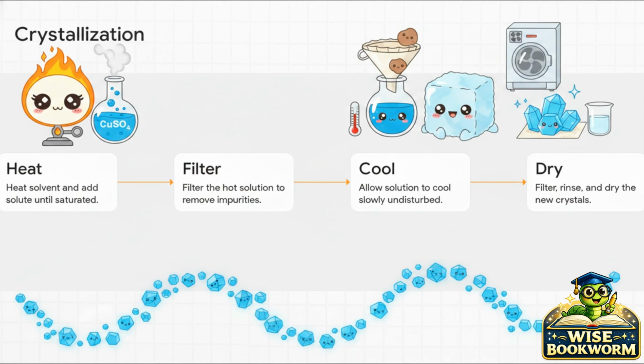Step 3 is where the real magic happens. You allow the solution to cool slowly and completely undisturbed. Remember how we just said solids are less soluble when it's cold? Well, as that liquid cools down, it literally can't hold all that copper sulfate anymore. So the pure solid is forced out of the solution, arranging itself into beautiful, regular geometric patterns, crystals. And finally, step 4, you just filter out those brand new crystals, give them a rinse, and dry them. Just by carefully managing the temperature, you've extracted a highly pure substance. It's like a magic trick, but it's just chemistry.